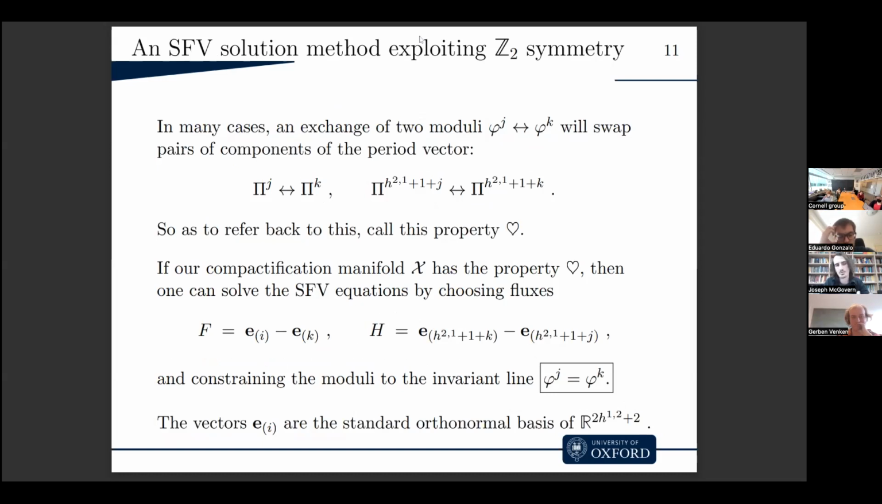It can happen very frequently, actually, that for some manifold, if you swap two of the moduli, then two of the components of the period vector are swapped. And I'm going to be saying that a lot, so instead of saying all of that, I'll just call this the property heart.